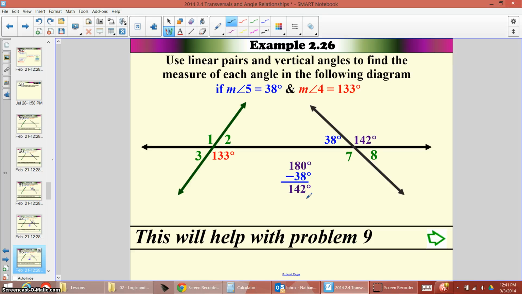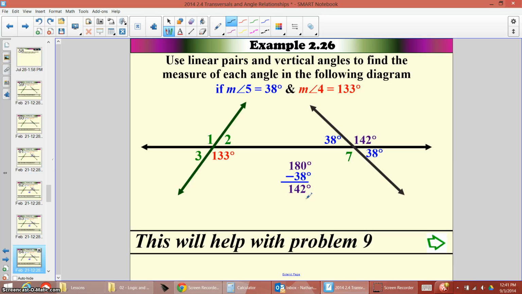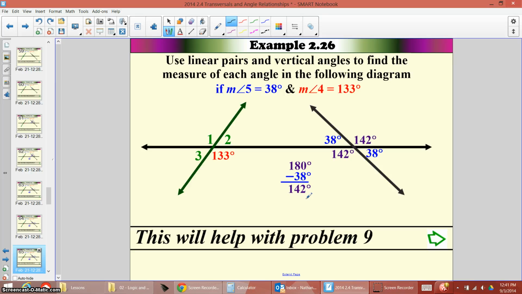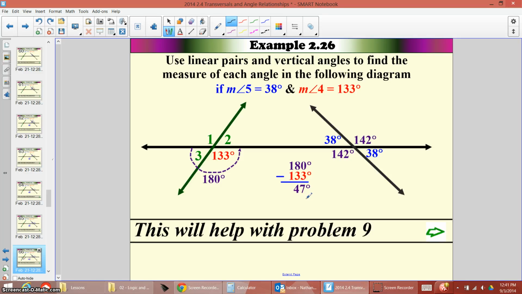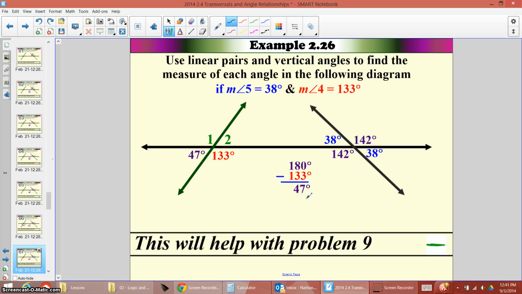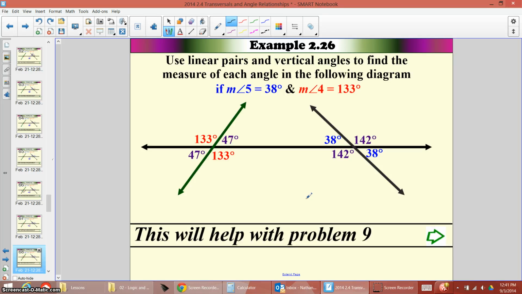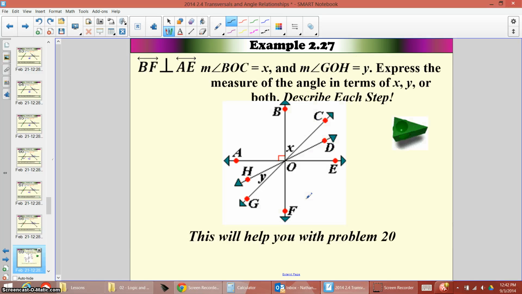We use the linear pair postulate, and we say it's 142. 8 is vertical to it, so we say that's equal, and we say 7 is vertical to 142, so we can solve that one fairly easily. Now on the left-hand side, the 133, if we do that same linear pair postulate, we can say that equals 47. And we can say vertical angles fill in the blank, and we get 47 and 133. So I was just given two pieces of information, and I found all the other information.